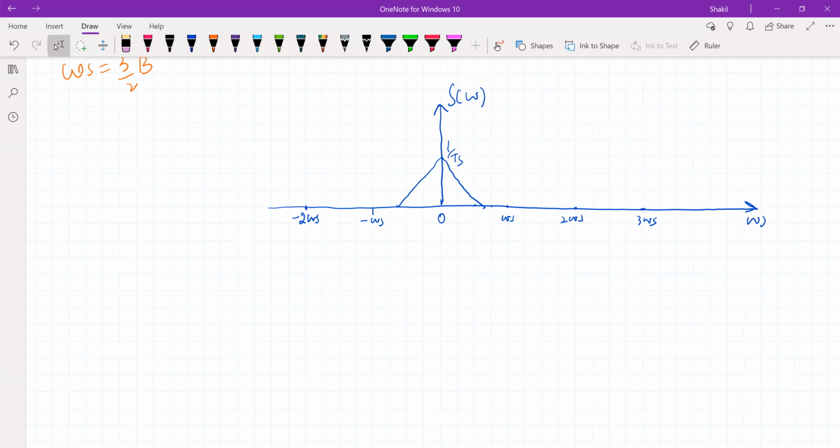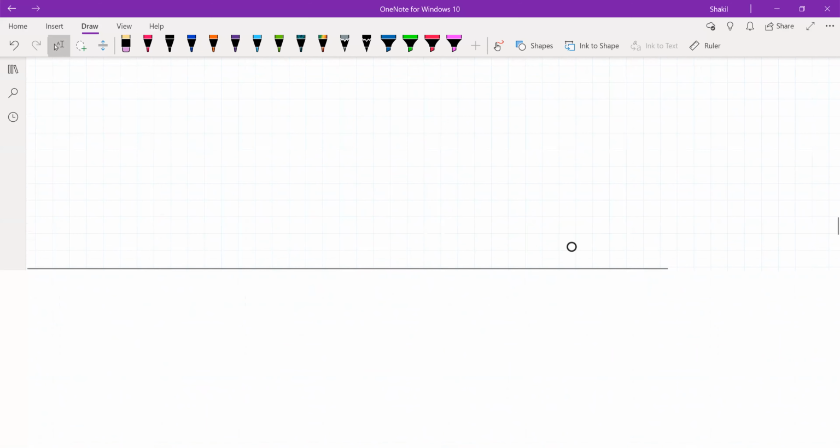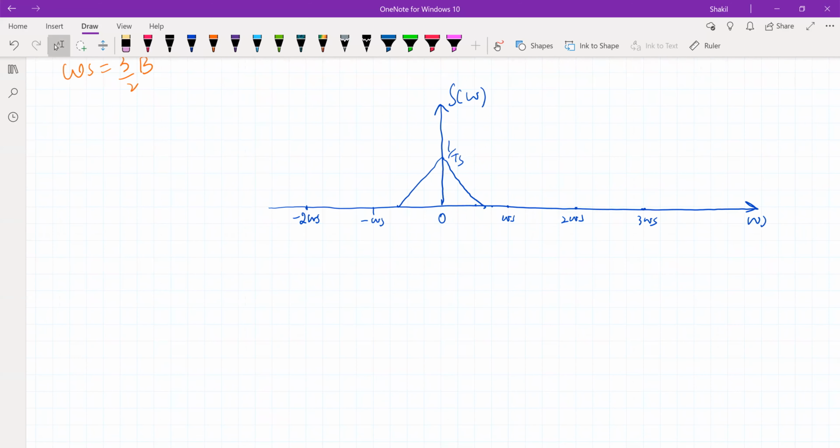So this is 1 by Ts. Now the shifted version is X of omega minus omega s. You can see the spectra will touch each other now, which means they will overlap. In the same way, if you draw it for this and for this, you can see the spectra overlap each other.